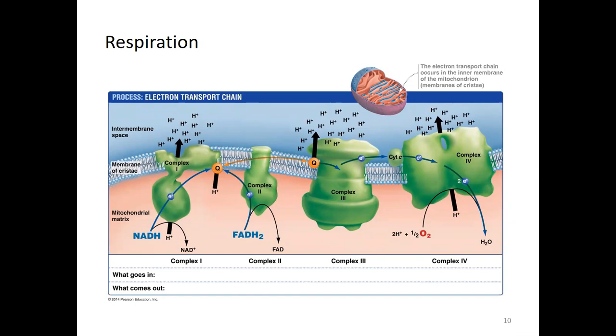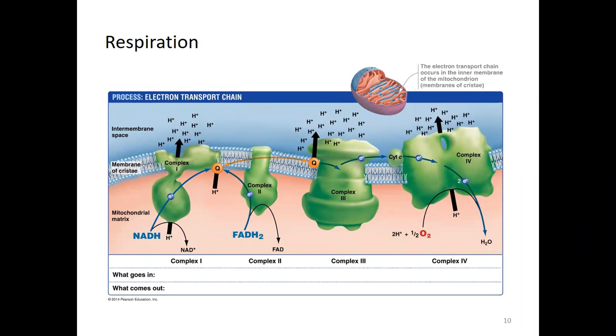This would be in the membrane of the mitochondria. Okay, this is in one of those internal membranes in the cristae of the mitochondria. In a prokaryote doing respiration, this would be on their cell membrane. But in a eukaryote doing respiration, it's on the membranes of the cristae of the mitochondria.